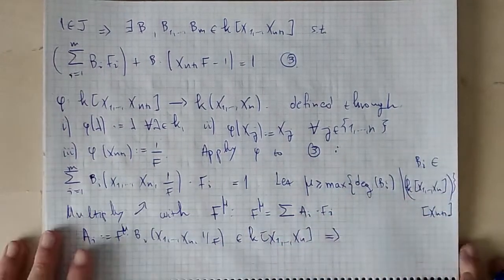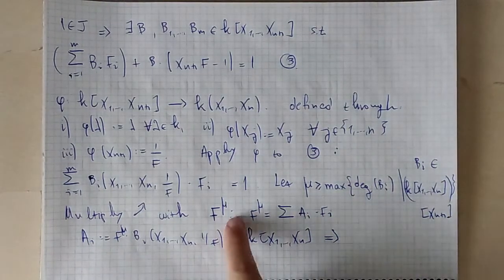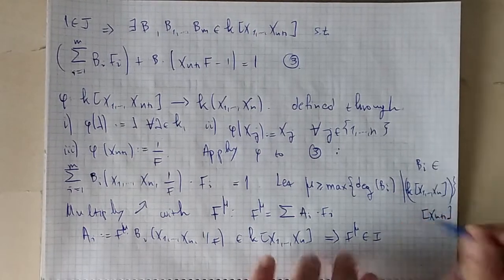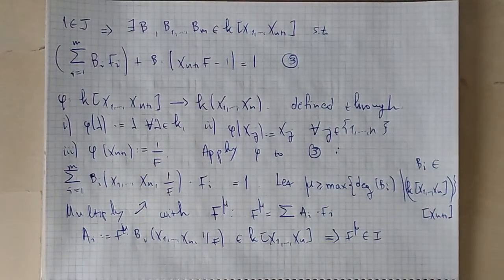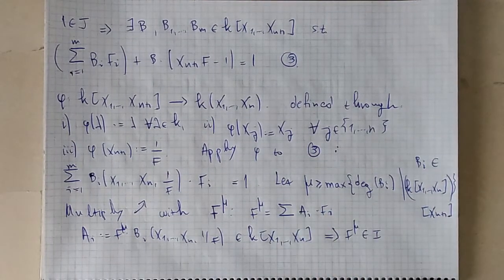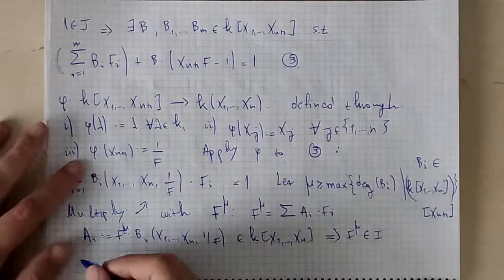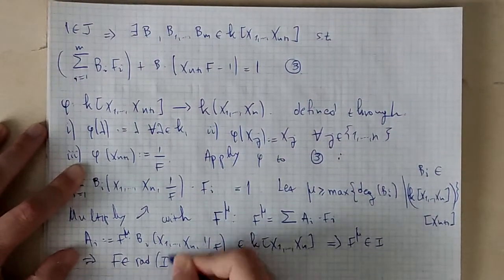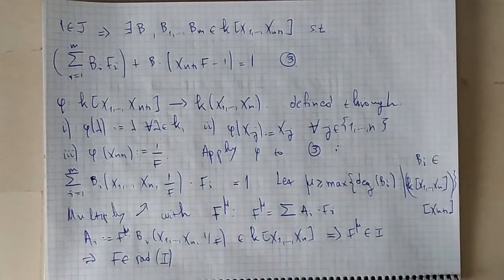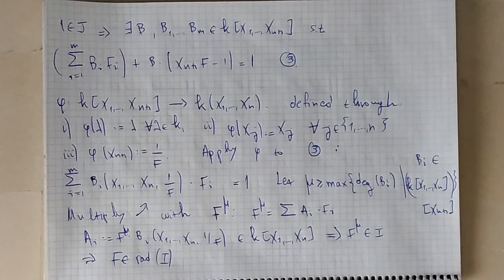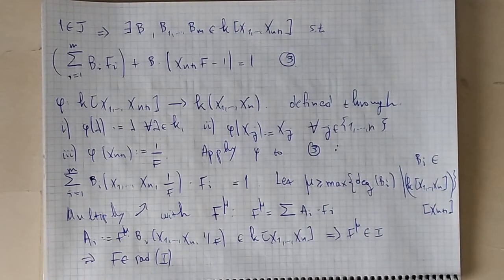So in other words, we showed that some power of f is an element in I, because I was by definition the ideal generated by these fi, right? And this of course implies that f has to be an element of the radical, and this finishes the proof of the fifth and last version of Hilbert's Nullstellensatz. And yeah, that was it. Thank you for watching.